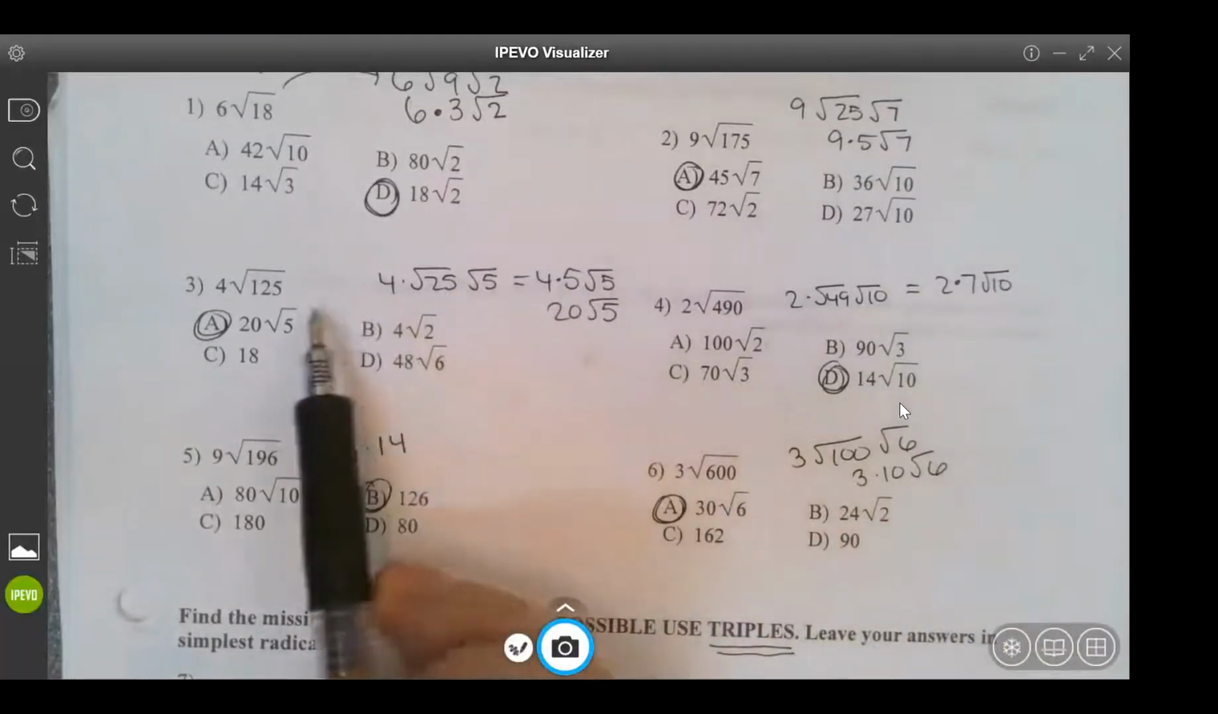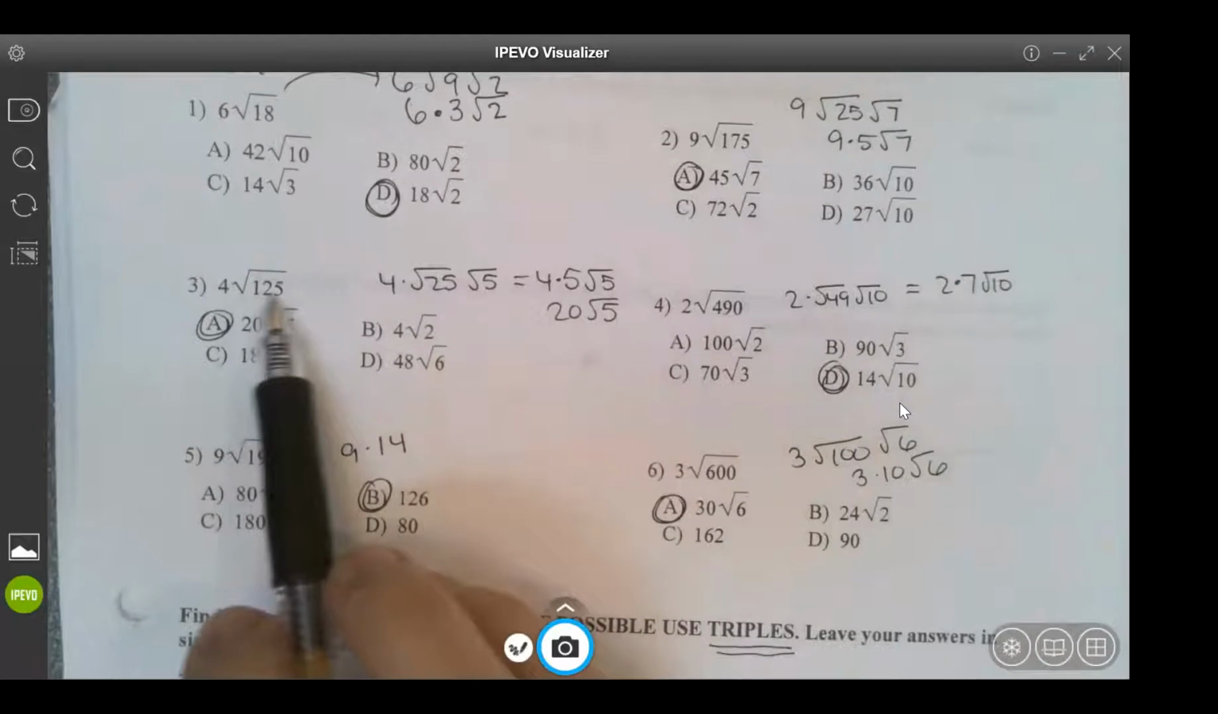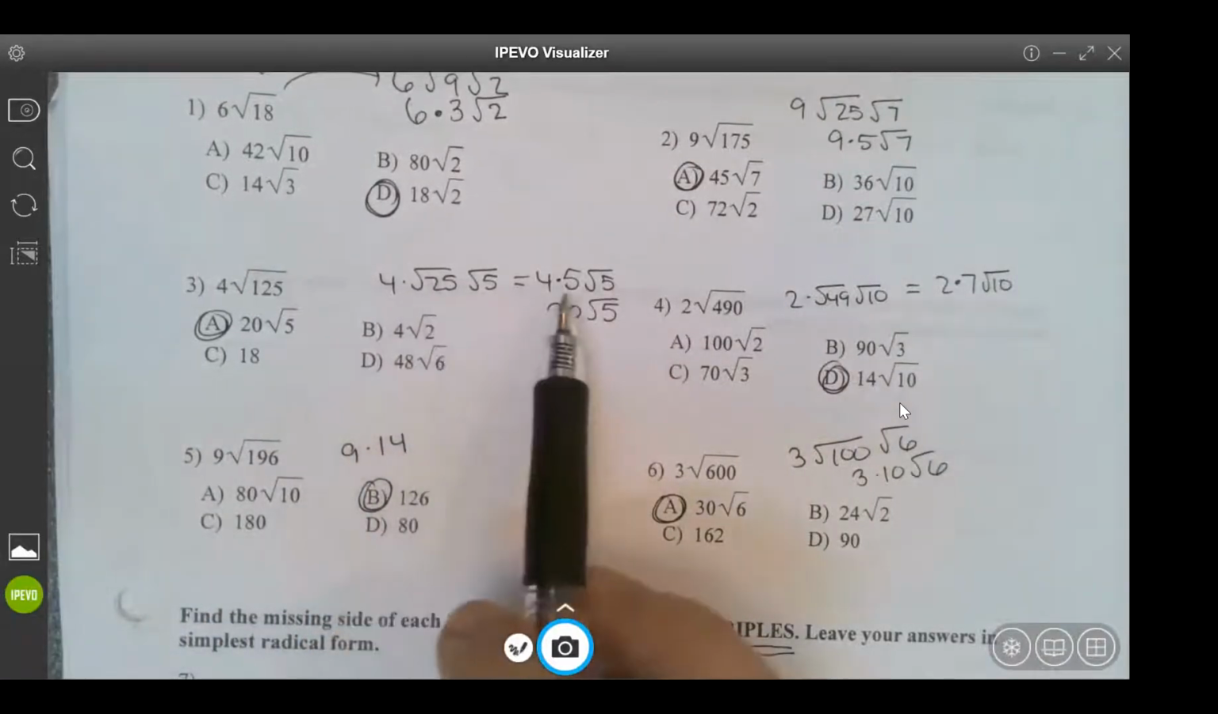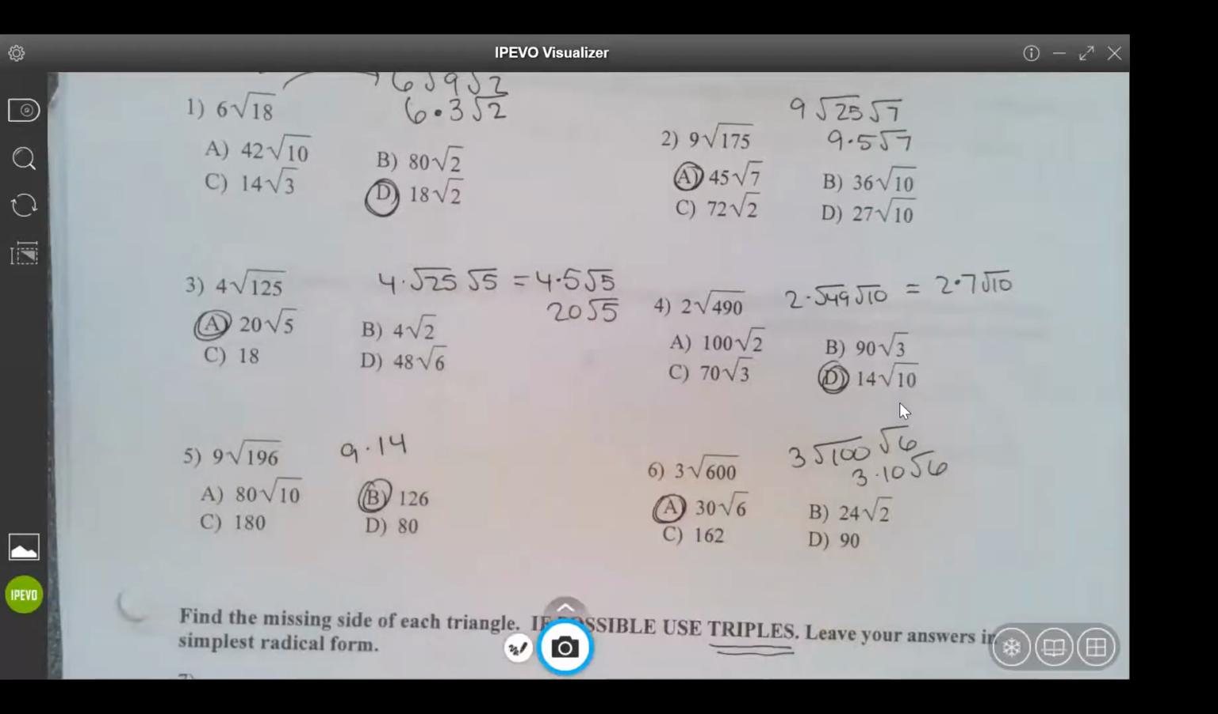Okay, so for example, on 3, 125, factoring that is 25 and 5. When I take the square root of 25, that's going to get multiplied by that coefficient that's already out front. Okay.